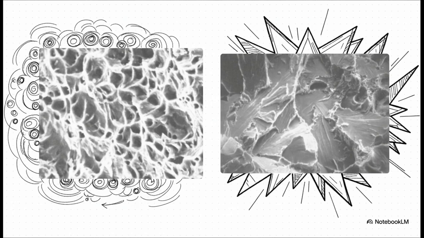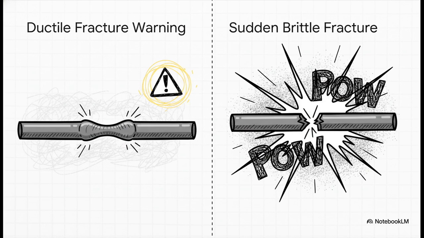But on the right, that's a brittle fracture. It's sharp, it's clean, almost like a crystal. Those are called cleavage planes, and it's where the atomic bonds just snapped suddenly right along the material's crystal structure. They're telling two completely different stories. And believe me, that difference is absolutely critical in the real world.